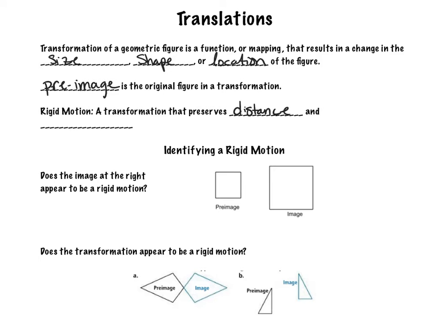Right, so a rigid motion is something that preserves distance and angle measure. Right, so size and shape. So look at this first one and say, do I have a rigid motion? My pre-image went here to my image. Look at this, they have the same shape, both squares, but the pre-image is a lot smaller. So this one, I would say no.